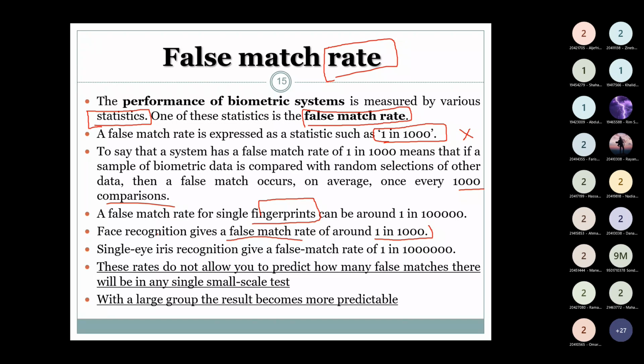Because face recognition allows a huge number of errors. Single-eye iris recognition gives a false rate of 1 in 1 million. Every 1 million comparisons, you will have one error. So it is a very good recognition method. The face is not accepted because it is very tolerant. This is a good one.